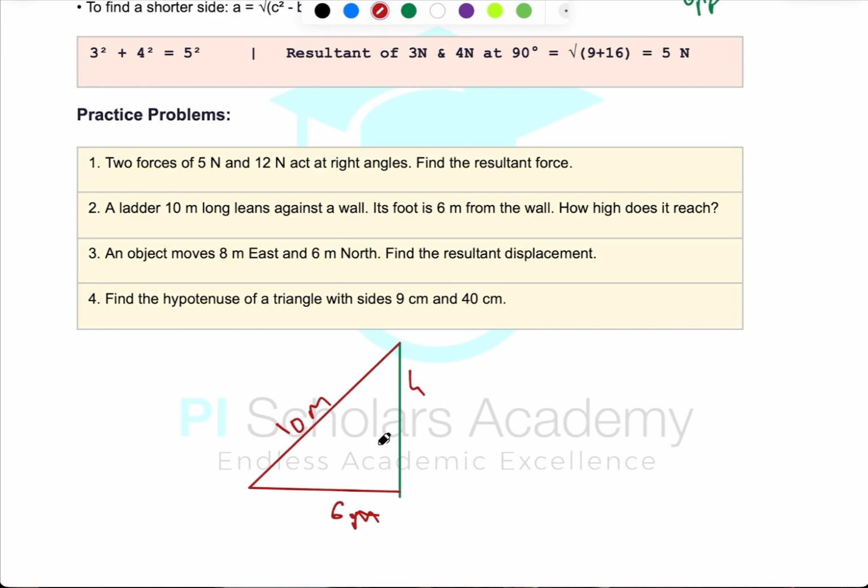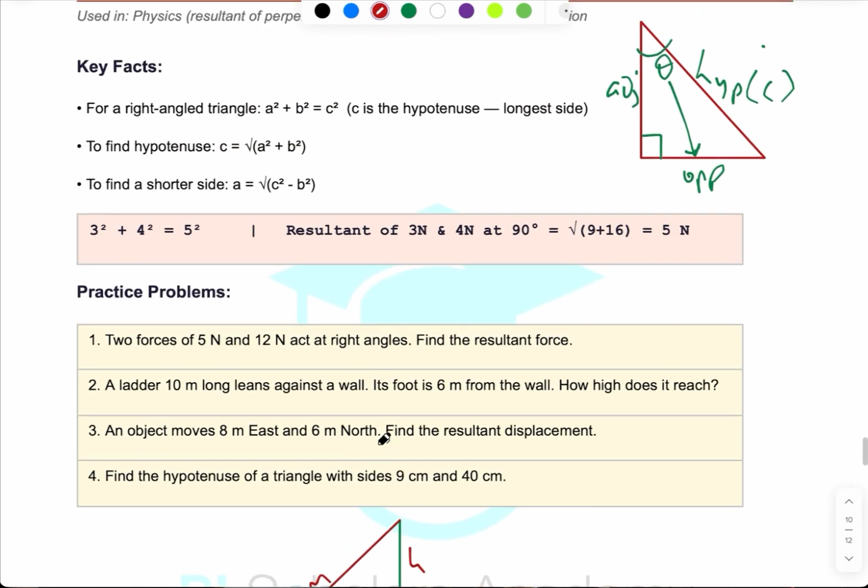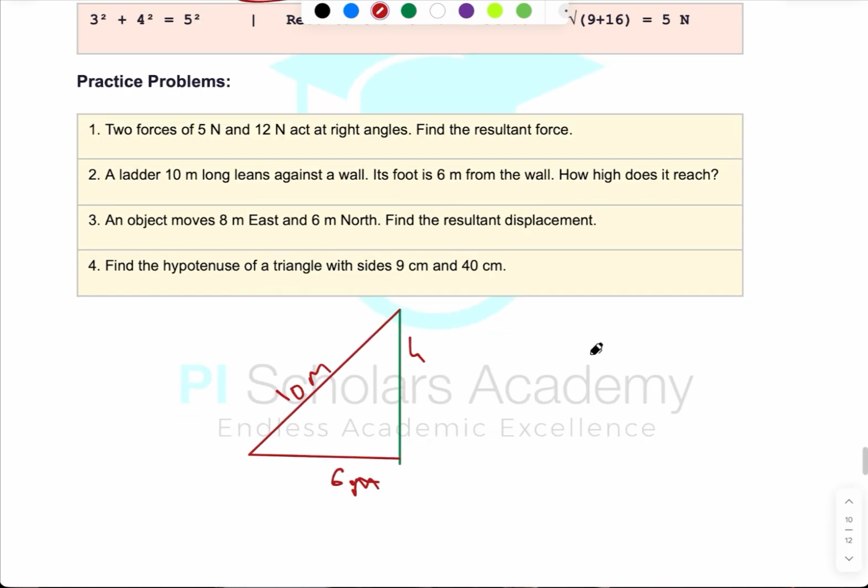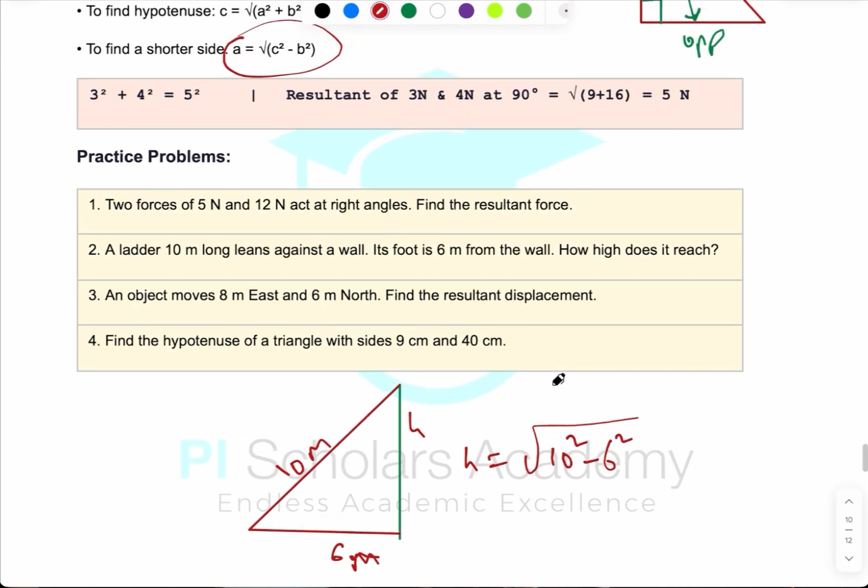So this time around, we're not looking for the hypotenuse. We are looking for the what? Either the opposite or the adjacent. And this is what you use to calculate that. So the height will be the square root of 10 squared minus 6 squared. That will be the square root of 100 minus 36. 100 minus 36 is 64, square root of 64, and that's going to be 8 meters. So that's how you deal with Pythagoras' theorem.